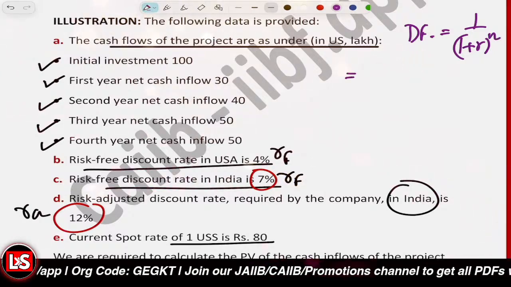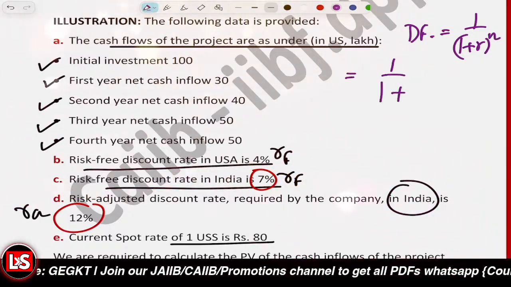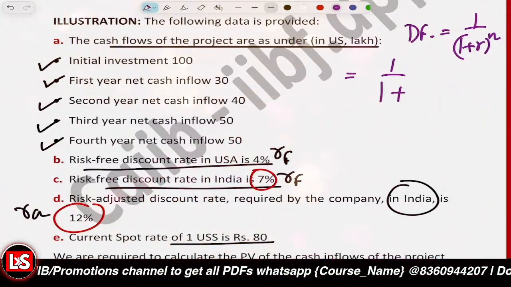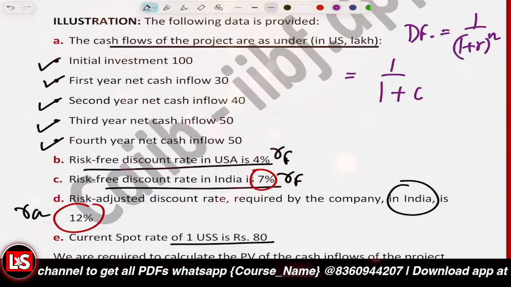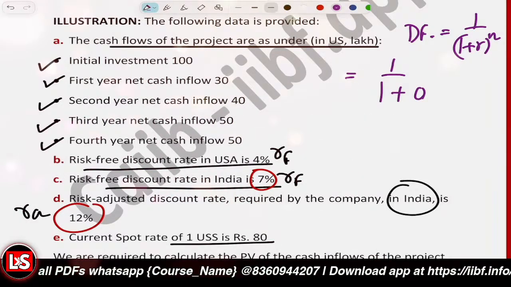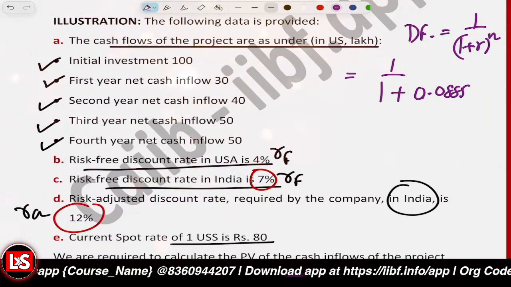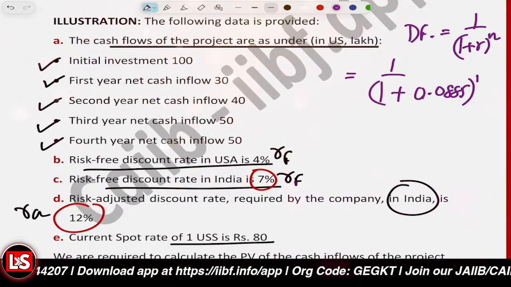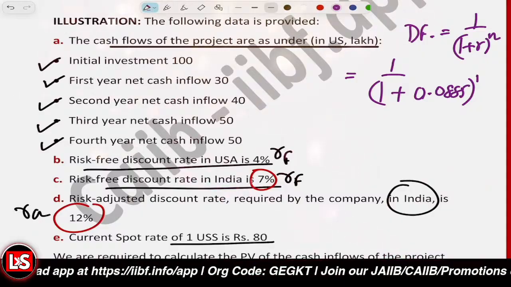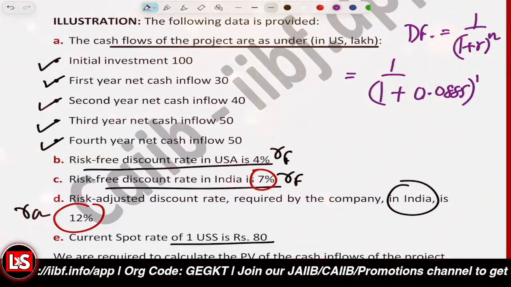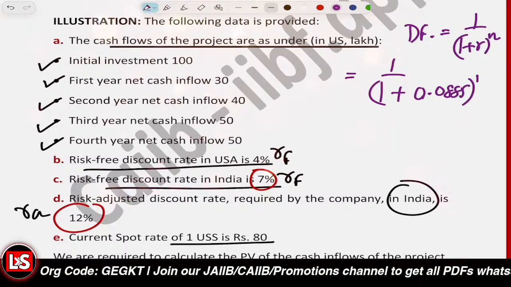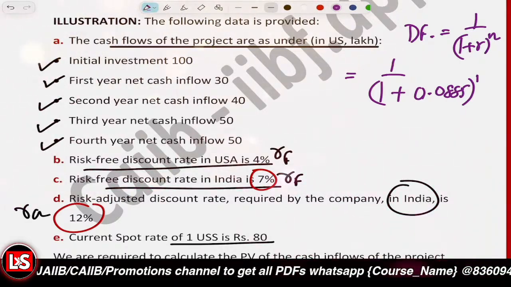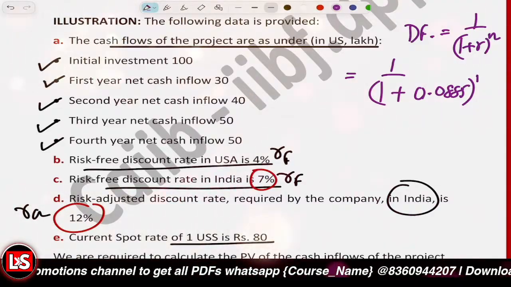So for the first year, it will be equal to 1 divided by 1 plus 0.0885 raised to power 1. Right? This way we can calculate the present value factor. 1 divided by 1.0885. That is 0.919. So then we'll be multiplying this discounting factor.